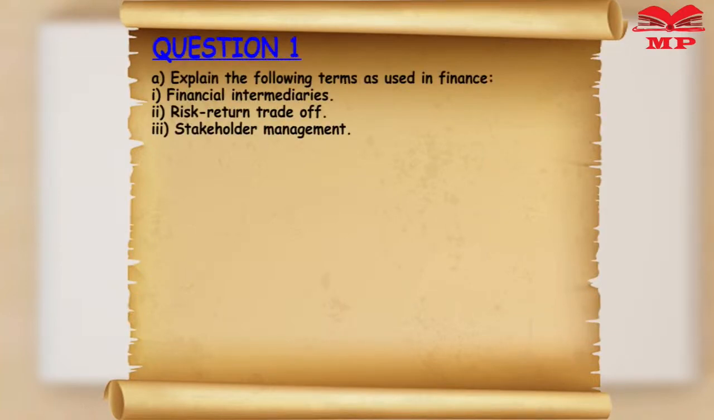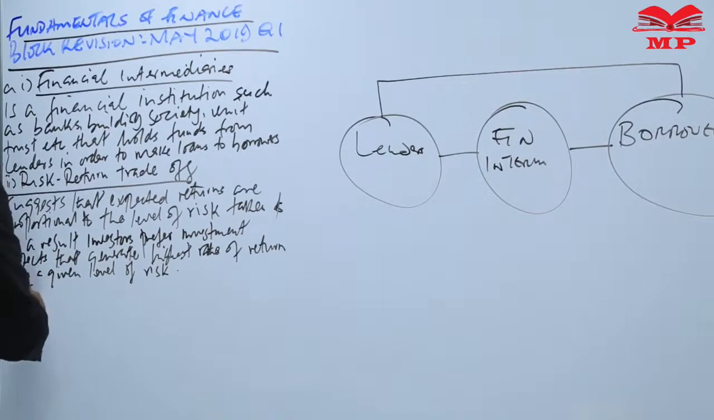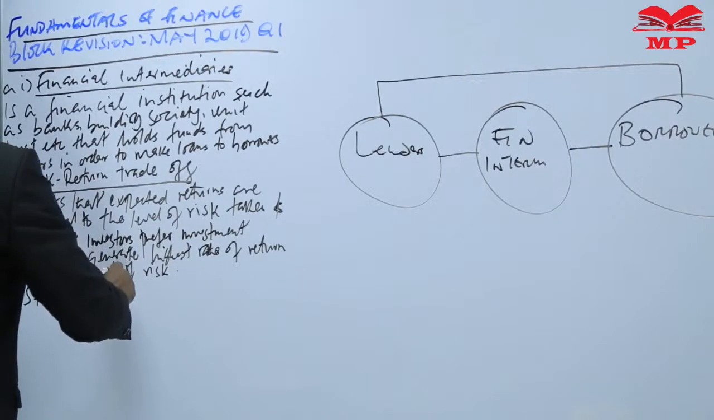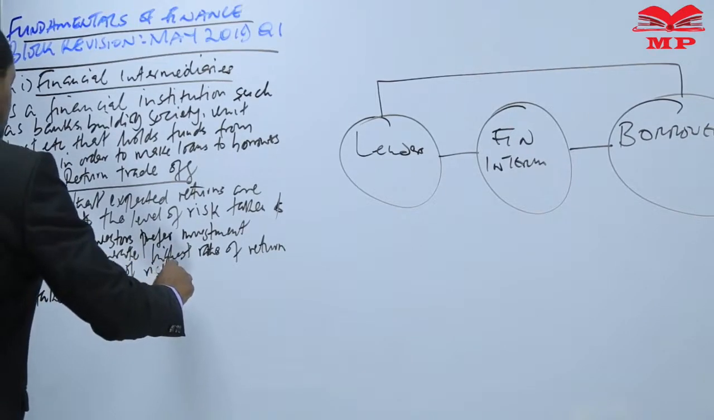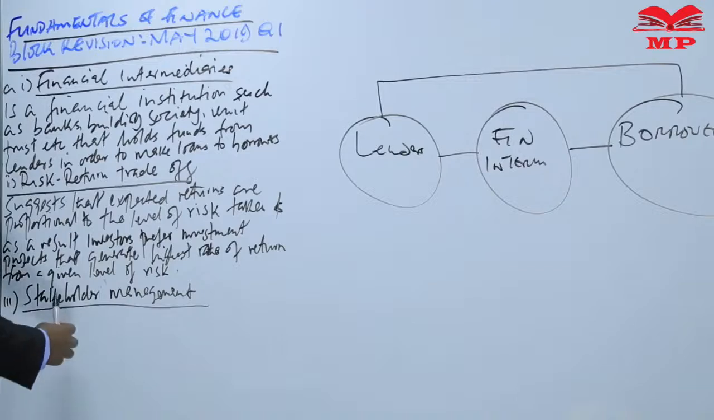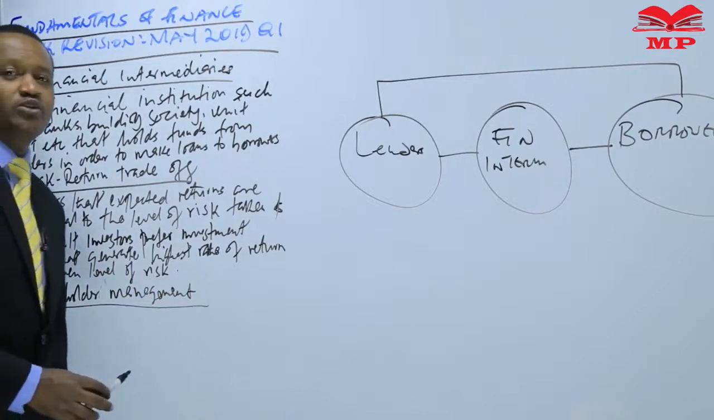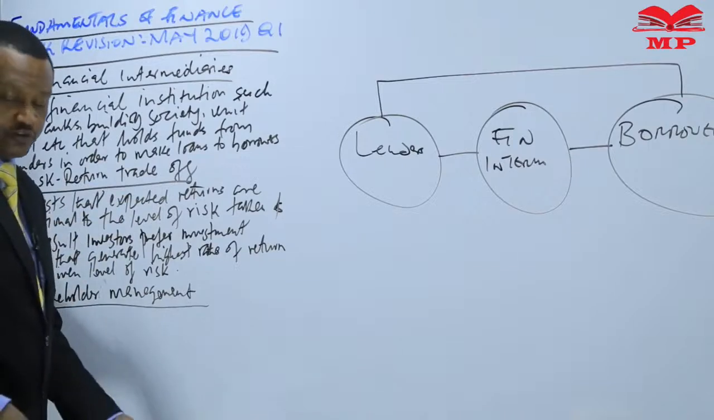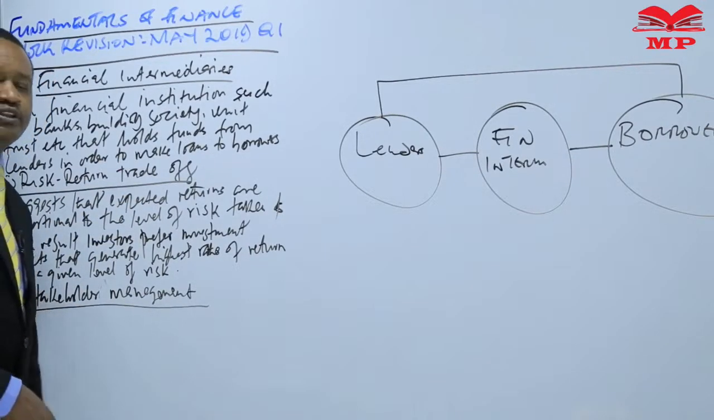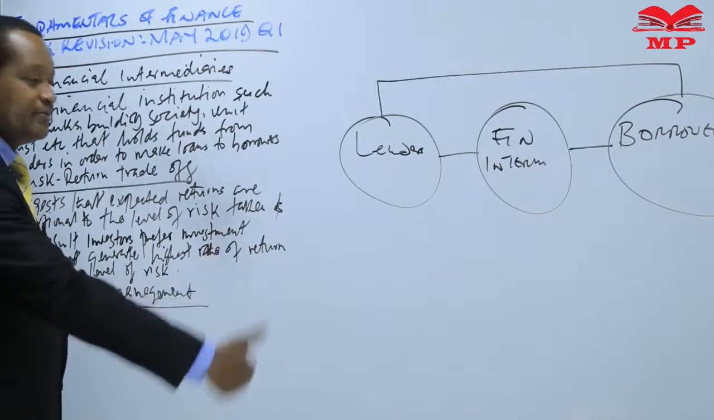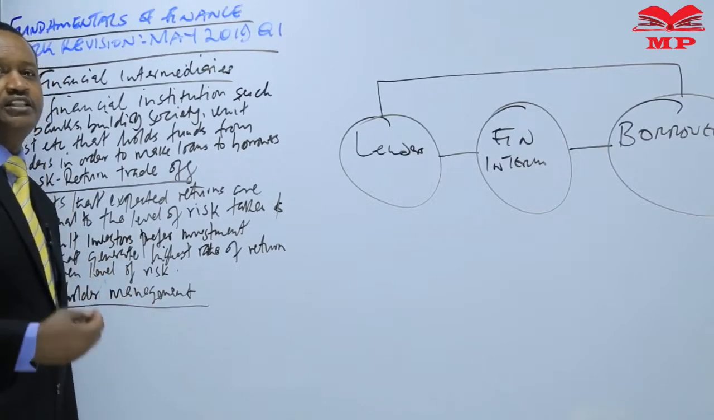Number three, stakeholder management. What is stakeholder management? First, we need to define what is the meaning of stakeholder. A stakeholder is an interested group or an interested entity in the affairs of a company. These are groups that have interests in a company because the decisions that the company makes affect them, or the decisions that they make may affect the company.